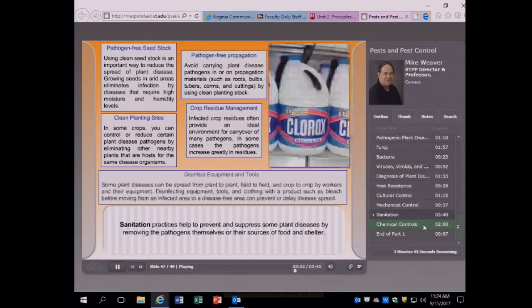And finally, disinfecting equipment and tools. Some plant diseases can be spread from plant to plant, field to field, and crop to crop by workers and their equipment. Disinfecting the equipment, the tools, and the clothing with a product such as bleach, which is sodium hypochlorite, before moving from an infected area to an area that's free of disease, can prevent or delay disease spread. This method of disease spread is especially important in high humidity and wet field conditions because the pathogens are transported in the droplets of water that form on the equipment, tools, and skin.